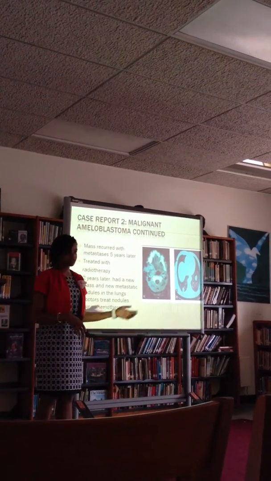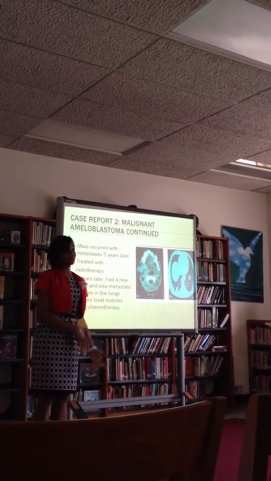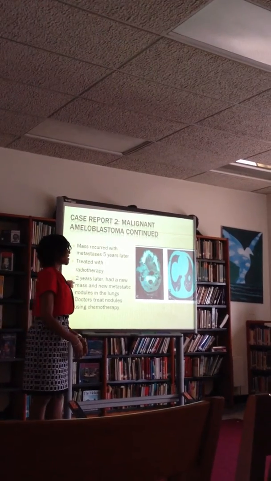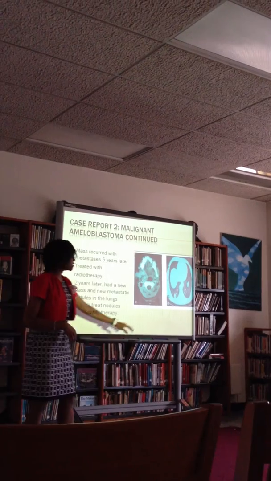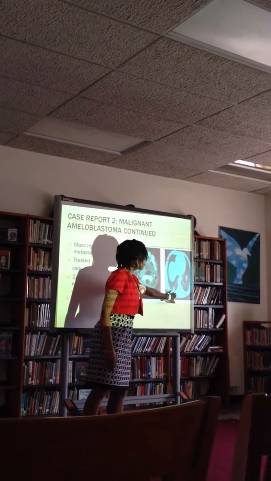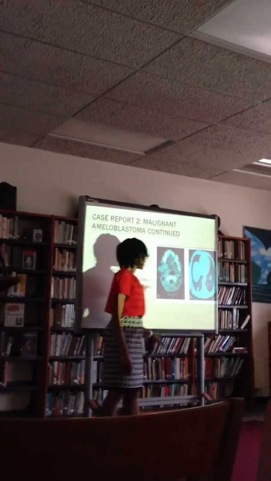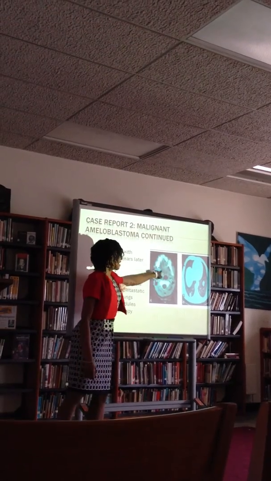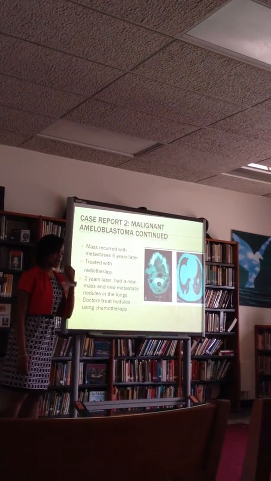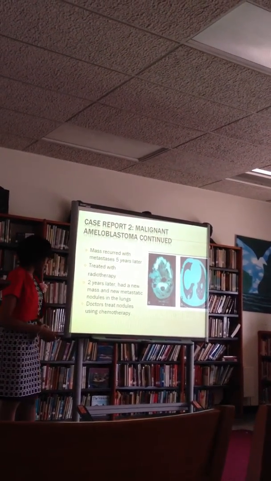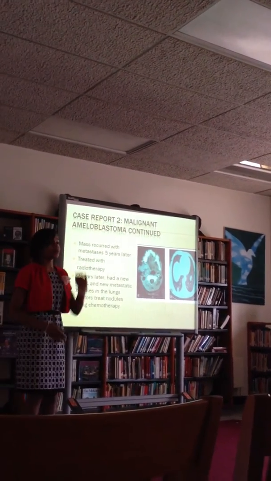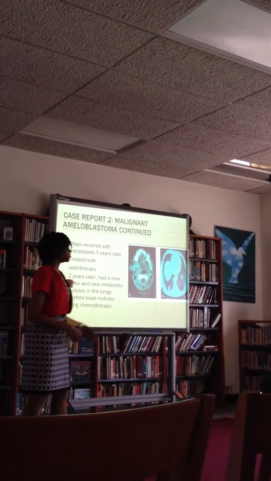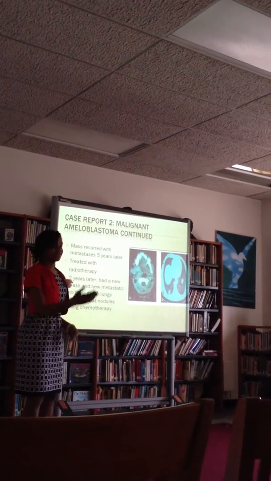And so he was treated with radiotherapy, but 2 years after that, they found that the mass had metastasized into the lungs. And so we can see the two new nodules in the lungs here and here. And this is the original mass that was formed in his mouth. And so in order to treat the nodules, the doctors decided to move up a step in radiotherapy and treat it with chemotherapy. Next slide.